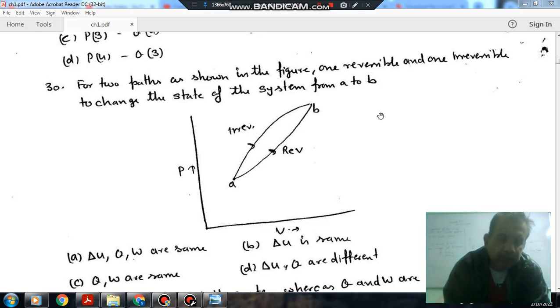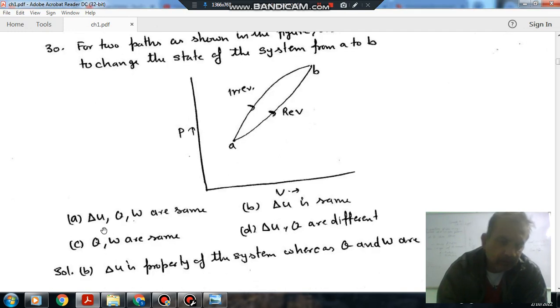Hello, welcome again. We are solving the GATE 2007 chemical engineering paper, thermodynamics and fluid mechanics questions. Question number 30: for two paths as shown in the figure, one reversible and one irreversible, to change the state of the system from A to B. So this is the reversible path, and this is the irreversible path. This is a PV diagram.